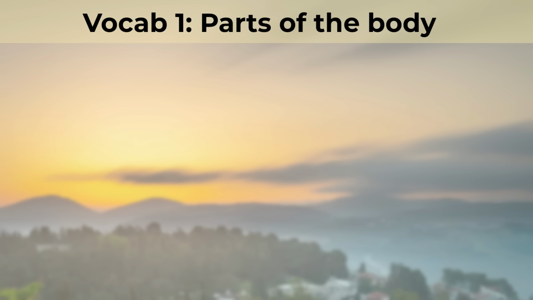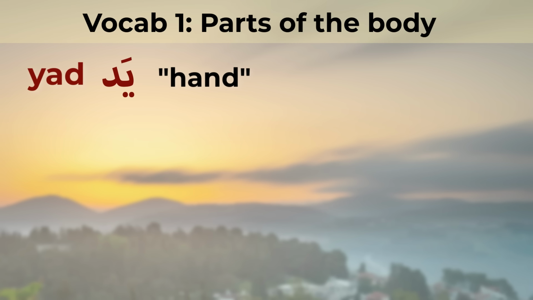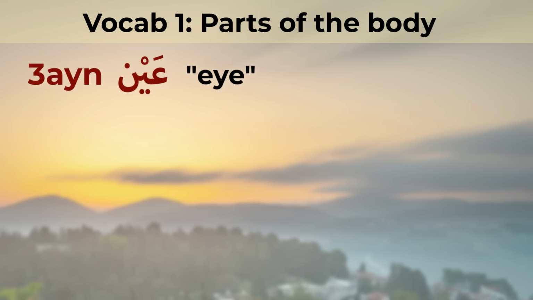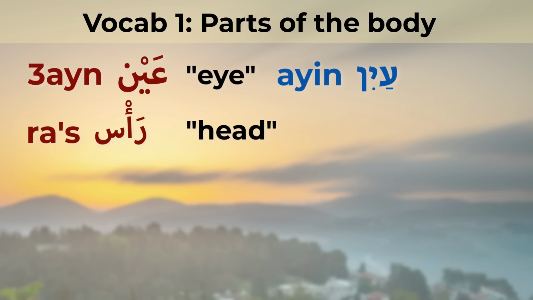Here are some words for parts of the body. The word for hand in Arabic is yed, and in Hebrew it's yad. The word for finger in Arabic is isba, while in Hebrew it's etzba. The word for eye in Arabic is ayn, and in Hebrew it's ayn. The word for head in Arabic is ra's, while in Hebrew it's rosh.